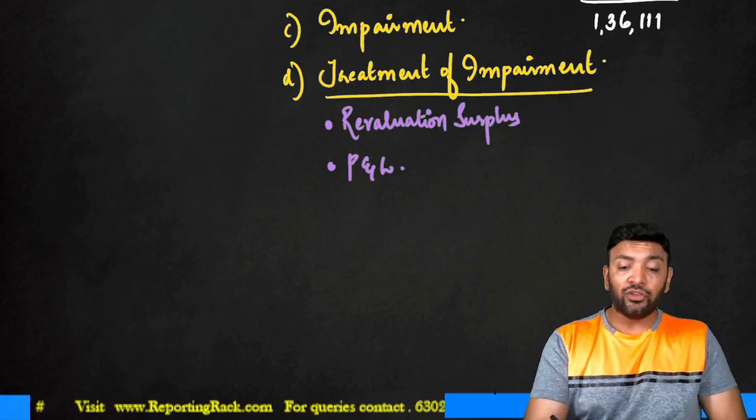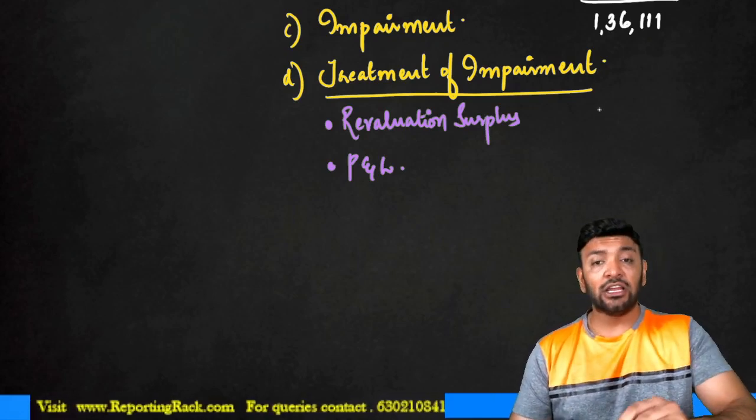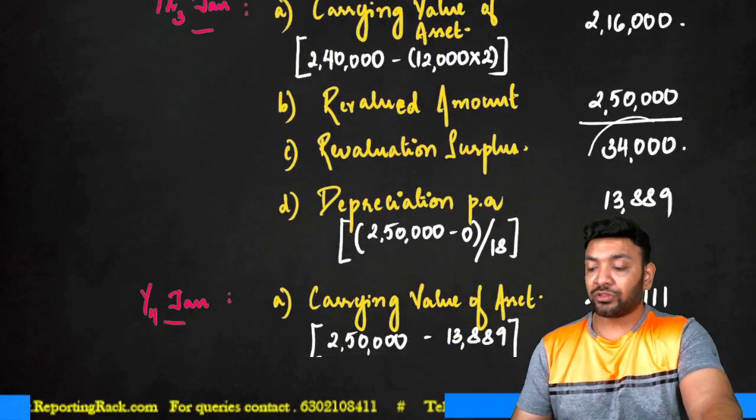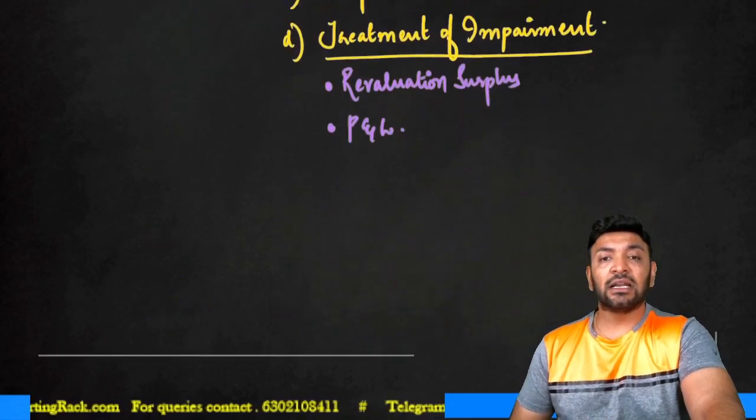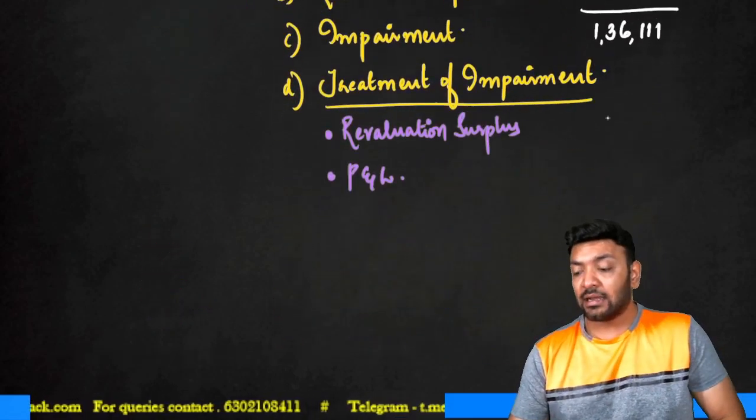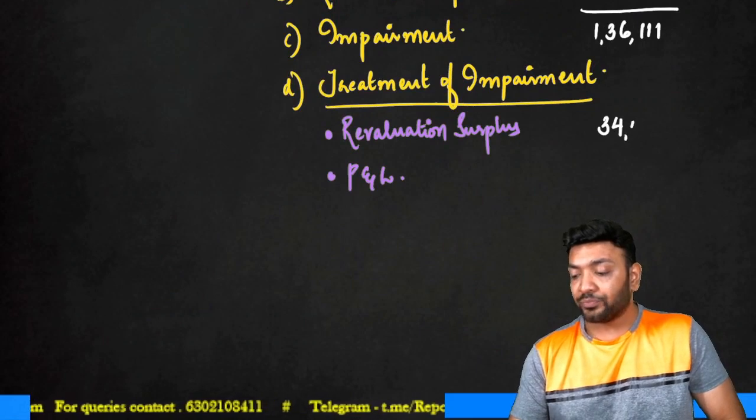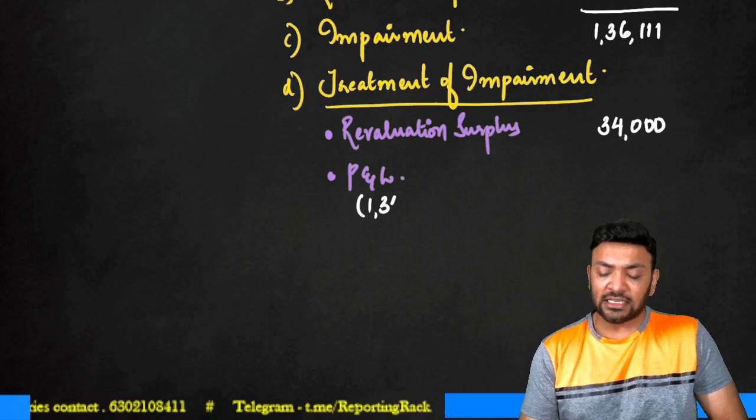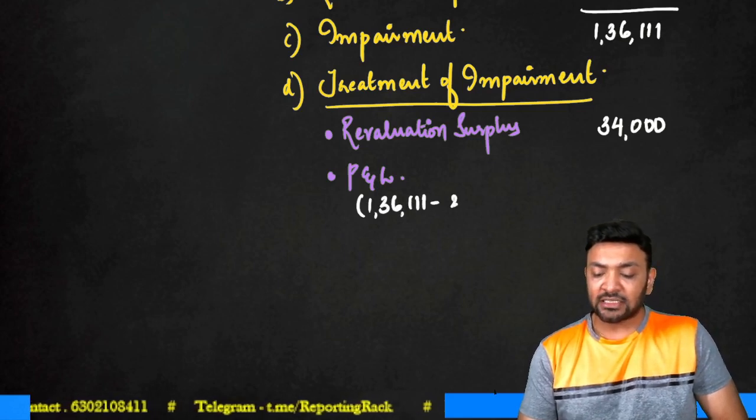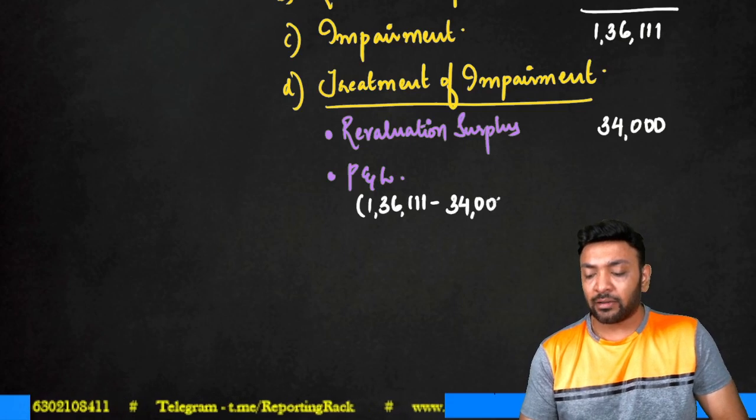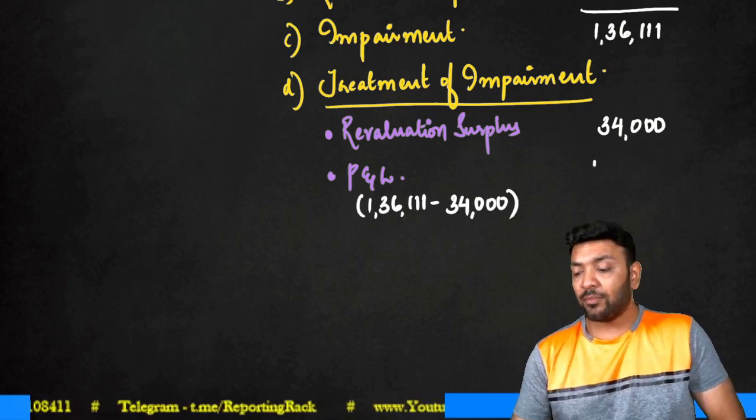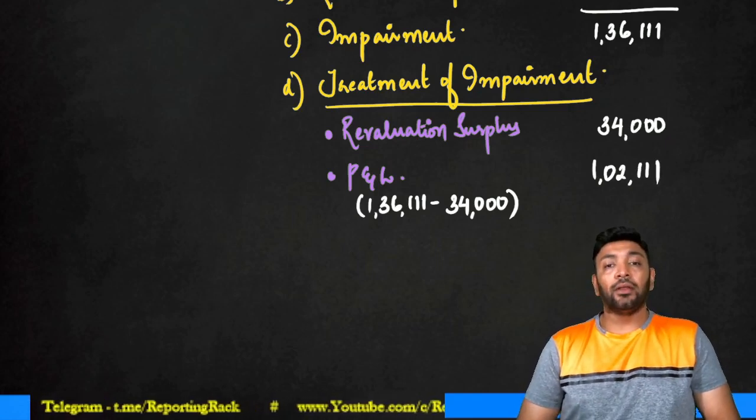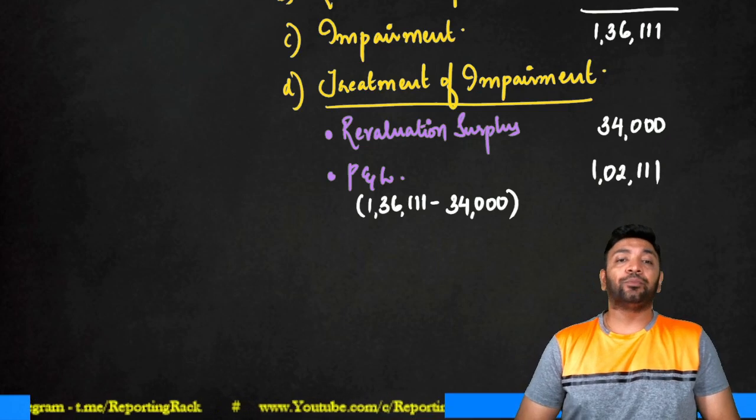If you remember, your revaluation surplus in year 2, if you go back and check, how much was it? 34,000. This 34,000 I will utilize against writing off the impairment loss. The balance amount is transferred to P&L: 1,36,111 minus 34,000 of revaluation surplus gives me 1,02,111. That is the amount to be transferred to P&L.